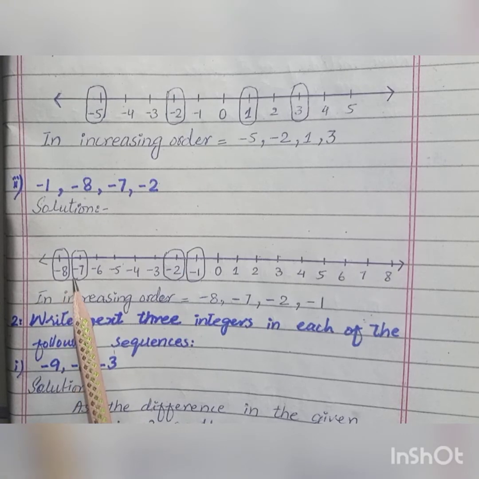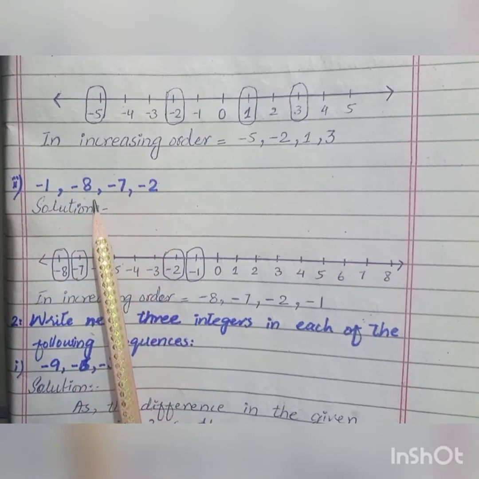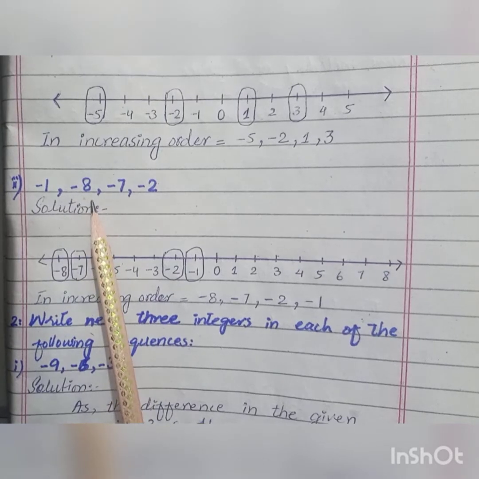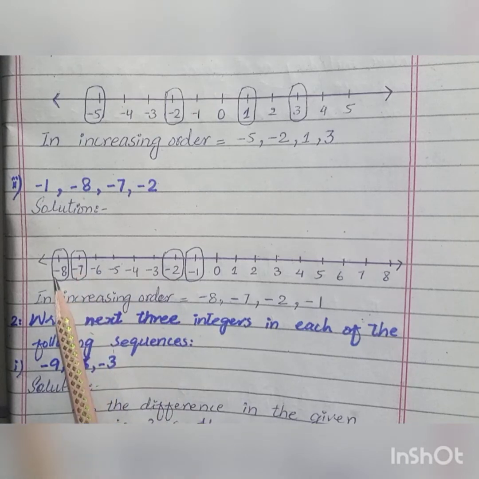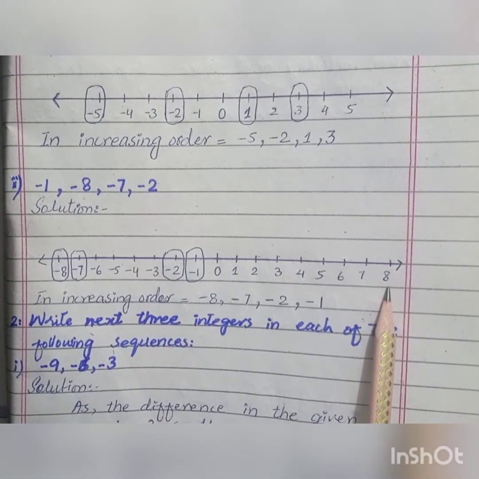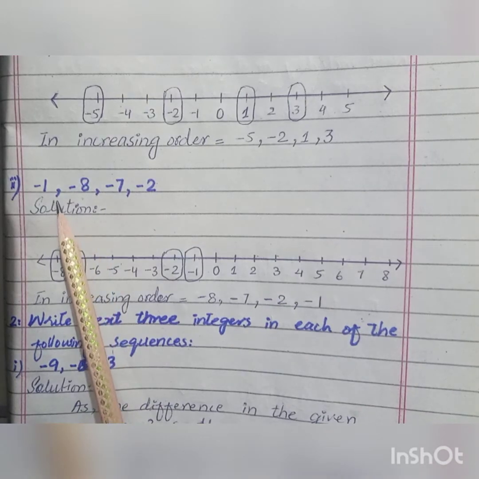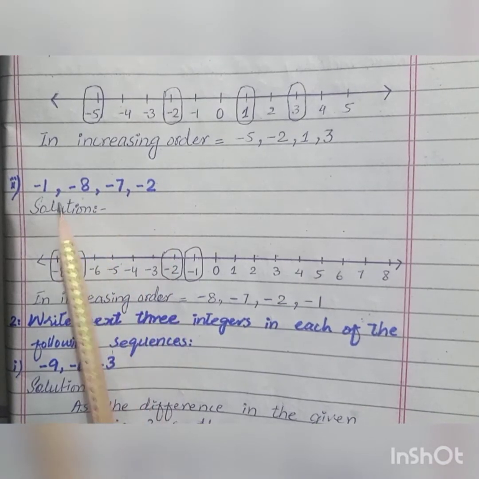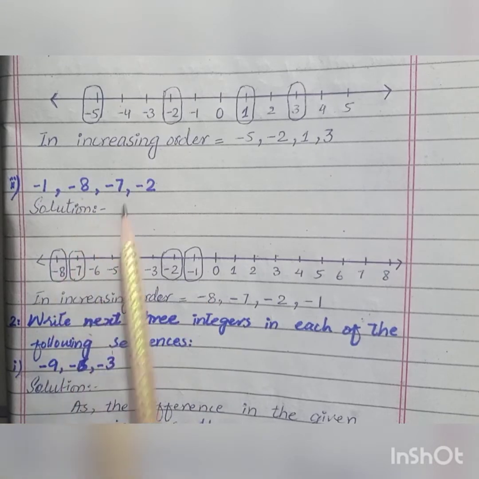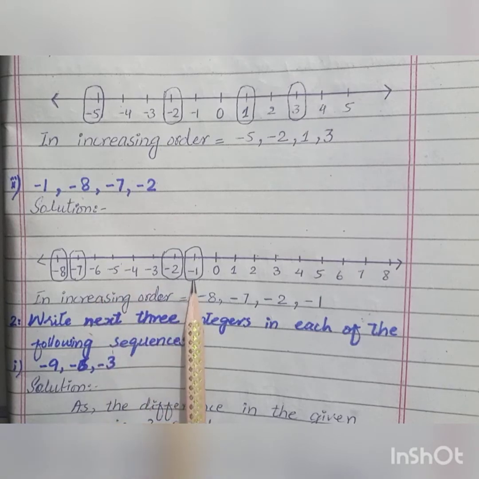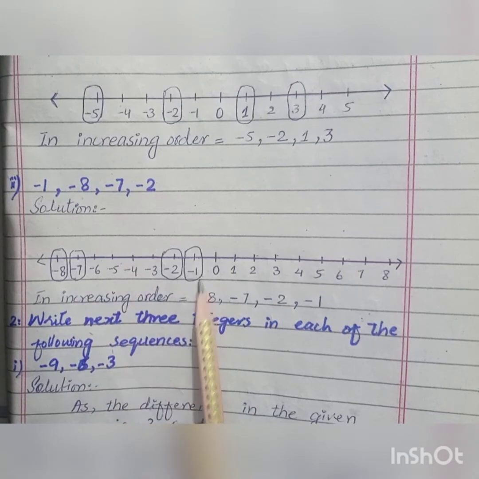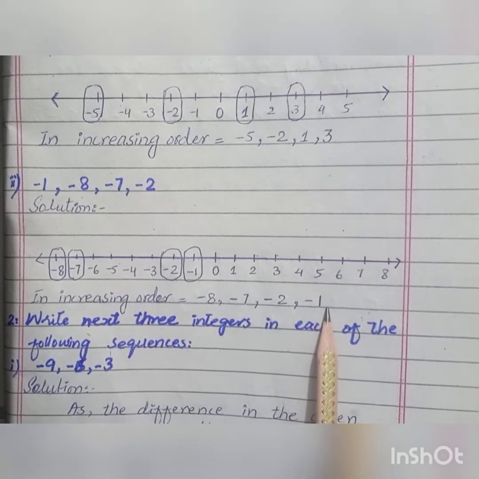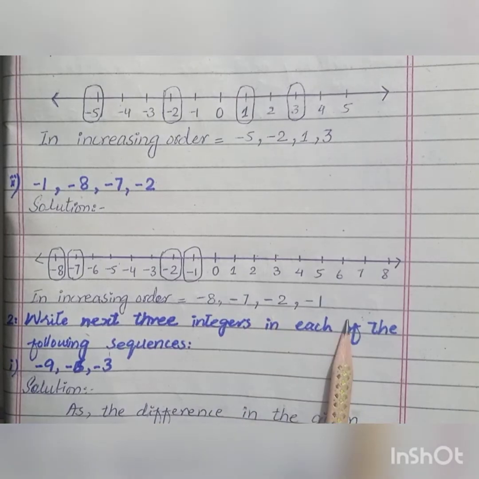Students, I have represented the numbers up to 8 because the largest number in our question is 8, that is minus 8. That is why I have extended the number line on the left side up to minus 8 and on the right side up to plus 8. Now highlight or circle the given numbers mentioned in the question. Minus 1 is here, minus 8 is here, minus 7 is here and minus 2 is here. Now if we write it in increasing order, moving from left to right, it is minus 8, minus 7, minus 2, minus 1. That will be the arrangement in increasing order: minus 8, minus 7, minus 2 and minus 1.